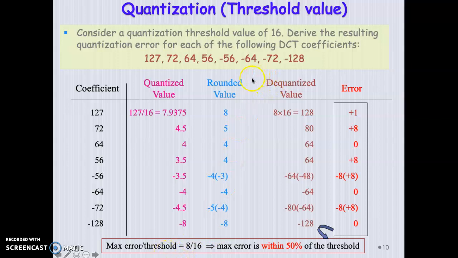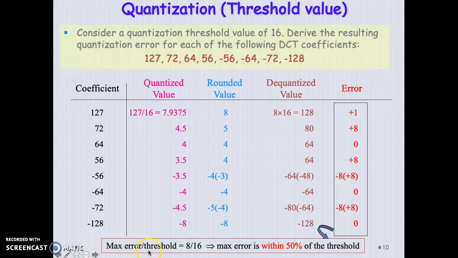Then after you round, you have to dequantize. For this dequantize, what you will do is get the error. Error means you target to have less error. So when you dequantize, you have to multiply back with the 16, then you will get this. So the error is the difference between the quantized value and the original coefficient. So you will get this.